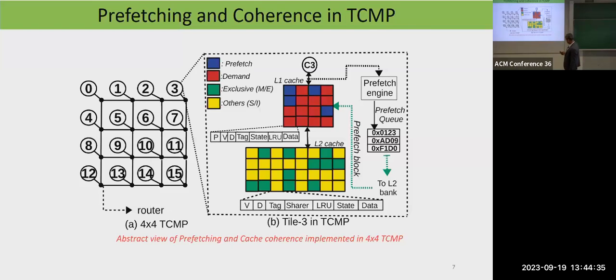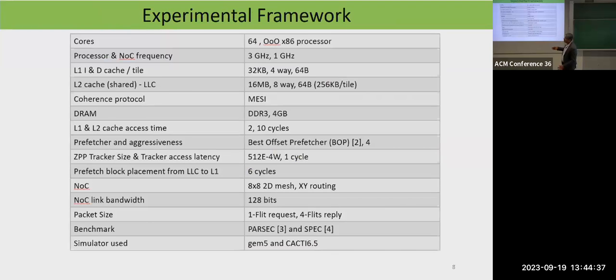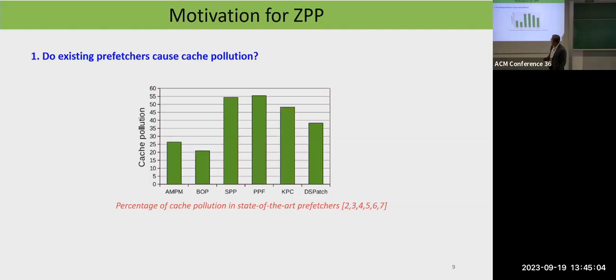Now, let me talk to you about the experimental framework that we used, and then I come to the motivation. We worked in the gem5 simulator, and we modeled a 64-core tiled chip multi-core architecture. These are the parameters with L1 and L2 caches. Typically, these are standard values used in the MESI cache coherence protocol, along with the access times that have been taken. And we made use of PARSEC and SPEC standard benchmarks to evaluate the performance of our technique.